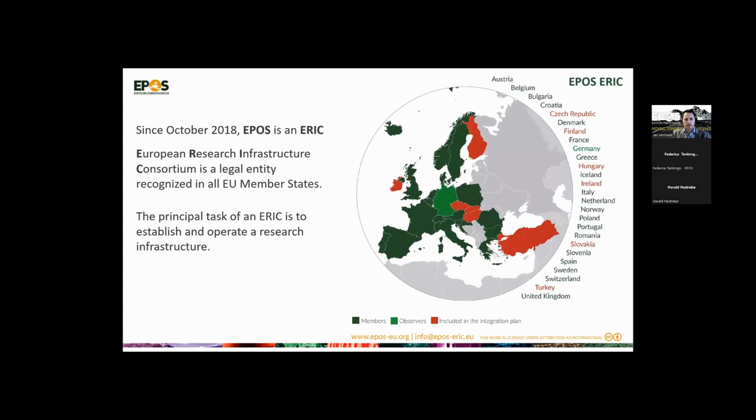As I said, EPOS ERIC was established in 2018 as a legal entity, and it's recognized in all EU member states. The principal task of an ERIC is to establish and operate a research infrastructure. On the map, you see in dark green the members of EPOS ERIC. The light green are the observers, currently Germany, plus the red countries which are included in the EPOS integration plan, but not yet fully integrated.